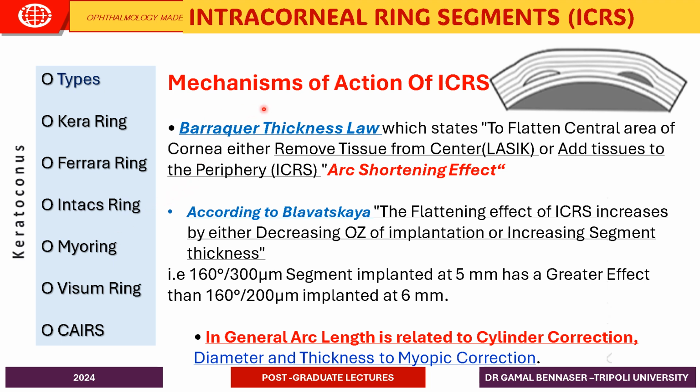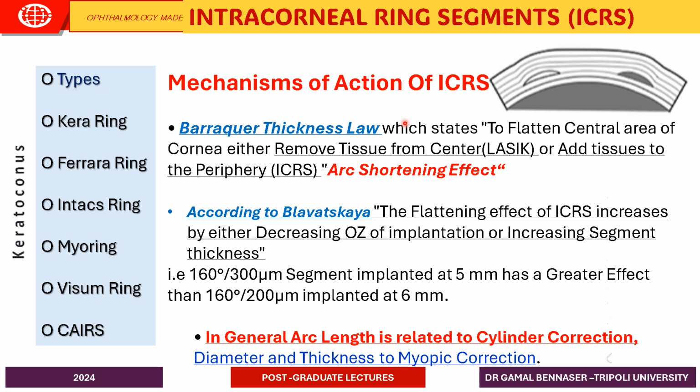Now, broadly, what's the mechanism of action of the intracorneal ring segments? According to the Barraquer thickness law, which states that to flatten the central part of the cornea, you have two options: either an ablative procedure using LASIK, or an additive procedure, which is to implant intracorneal ring segments. In this way, you flatten the central part of the cornea.